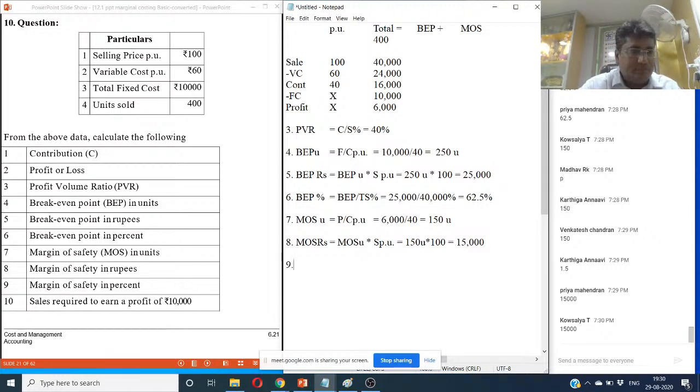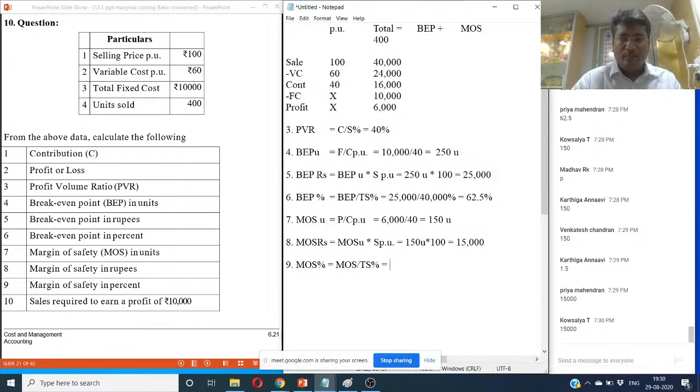Ninth one, margin of safety in percent. Margin of safety percentage is similar to the BEP percent. Otherwise, if you subtract the BEP percentage from 100, you will get 37.5, or you can use the formula also: margin of safety sales divided by total sales in percent.